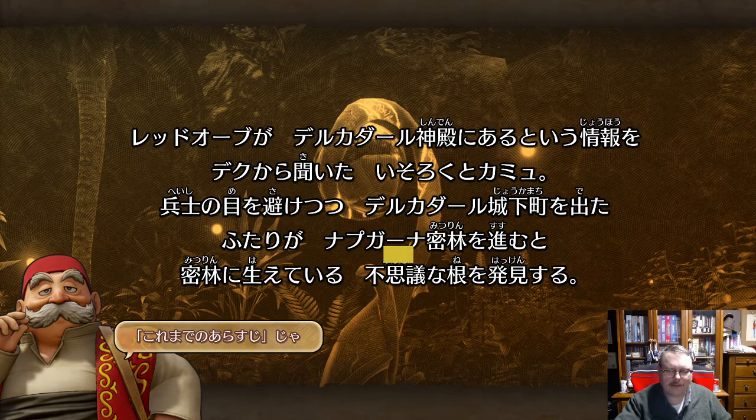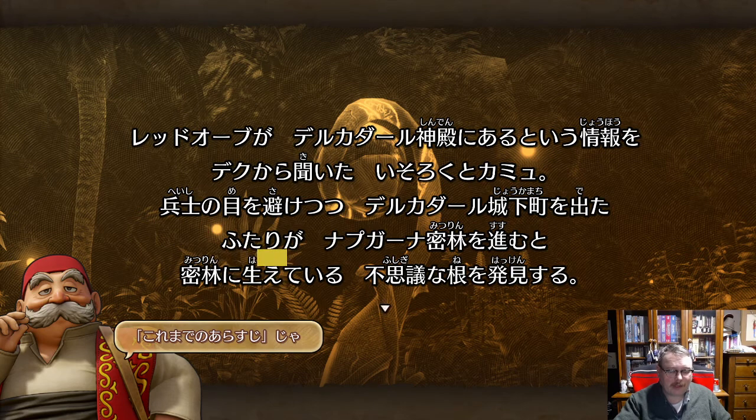Napugana. The hardest thing for me to do is to read katakana, even today, even after 25 years of learning Japanese. Napugana Mitsurin. Mitsurin is like closely connected, like all the trees are, it's a forest, but everything is really meshed together. Sometimes it is translated as jungle. So Napugana jungle. Mitsurin o susumu to Mitsurin ni haeteiru fushigi na ne o haken suru.